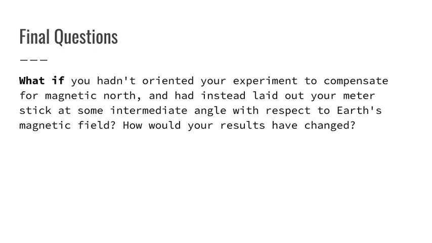Lastly, we have the final questions. The first asks what happens if we didn't align our magnetometer with magnetic north. This would skew our data to include the Earth's magnetic field too. We could account for this and subtract it out of every recording, but by aligning them orthogonally, we can record them separately.